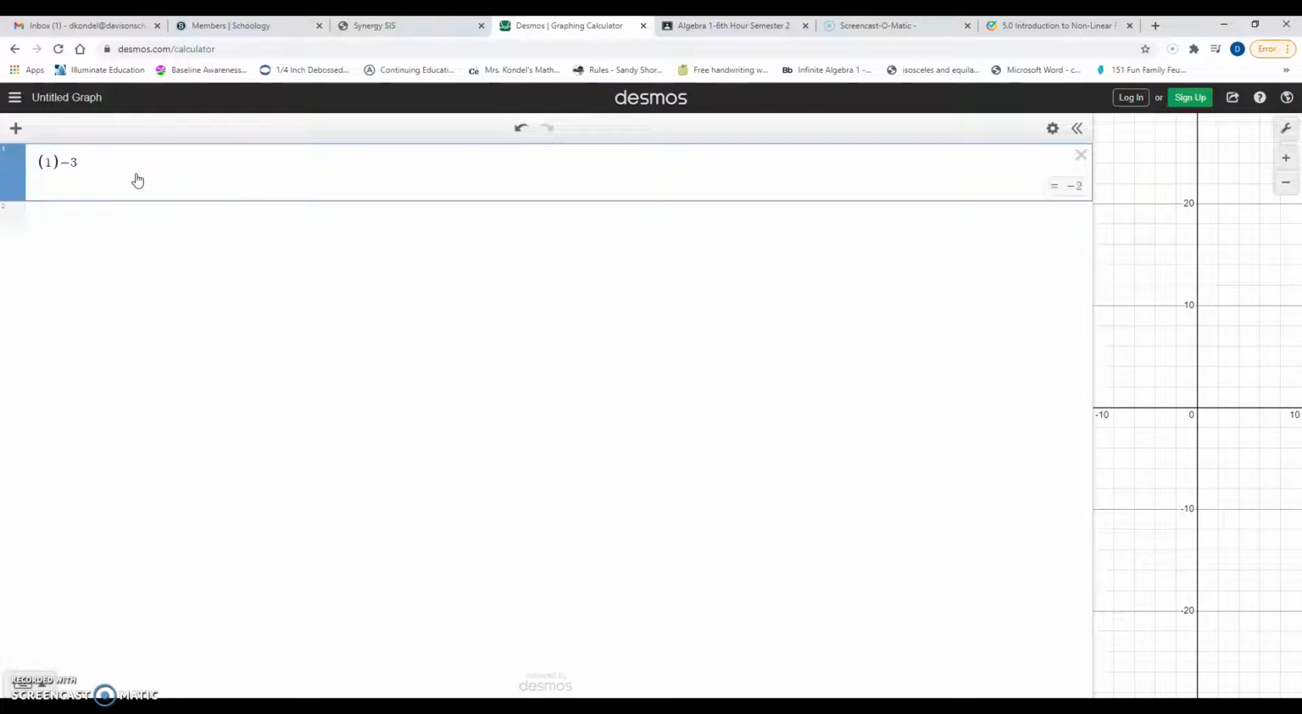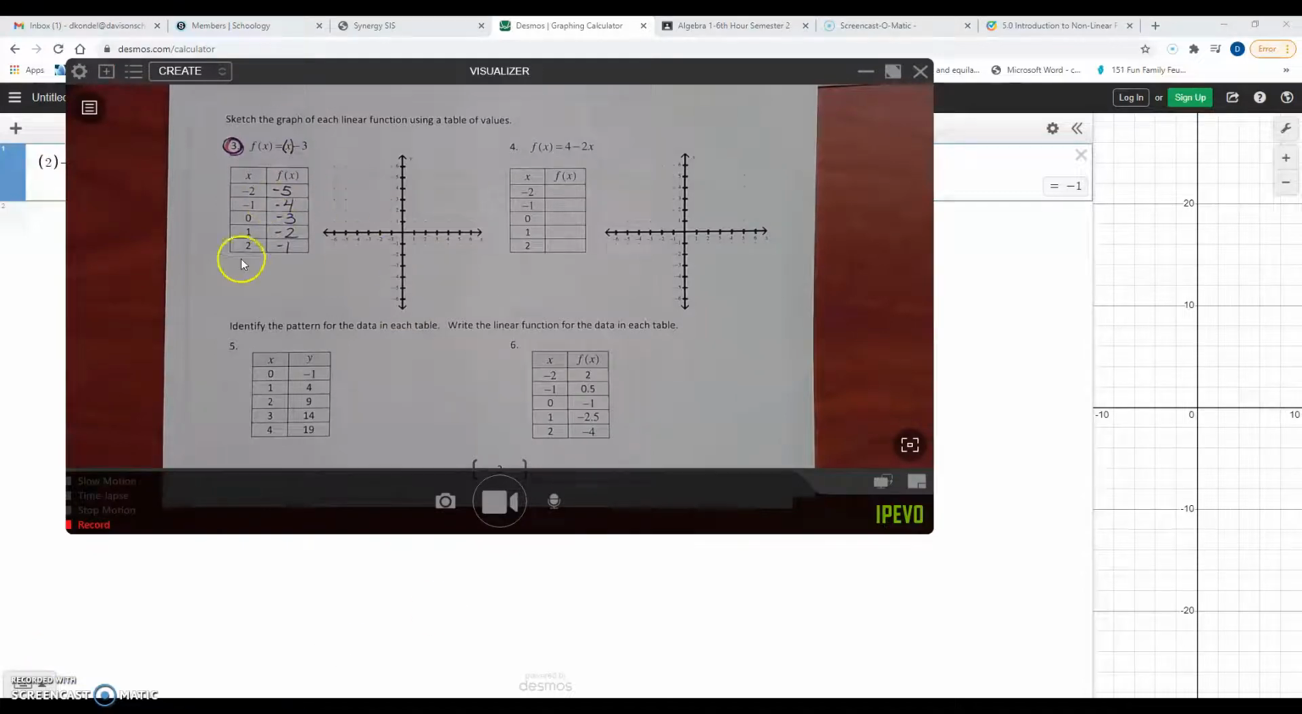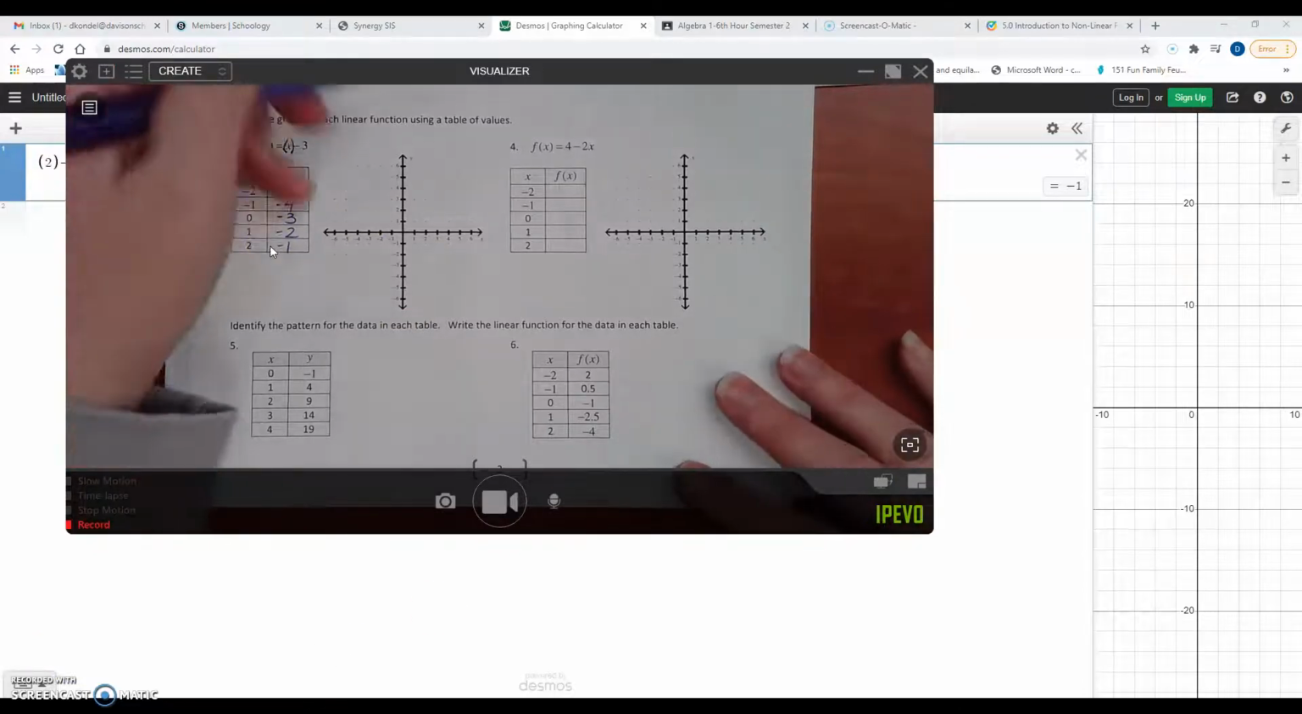And that gives me a negative 2. And then I get a 2. And I get a negative 1. So when it's all said and done, this is what your table should look like. And then to graph it, you would just plot your points.